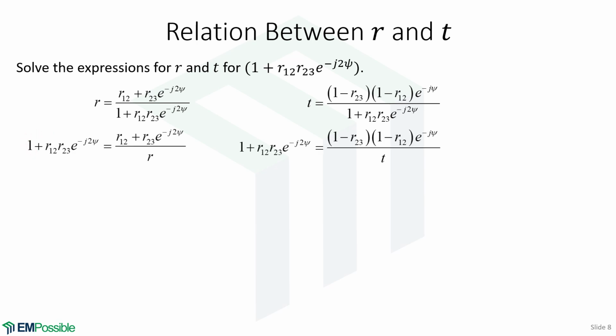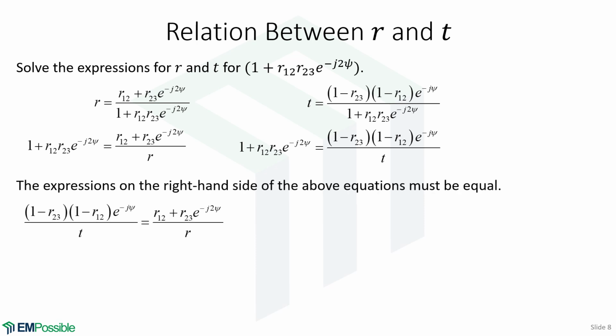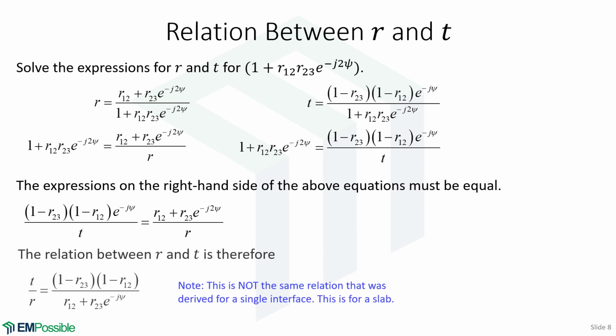Since this expression equals that denominator and the expression over here equals that denominator, it makes sense we would set the expression on the right over here equal to the expression on the right over on the left. Anyway, we'll set these two equal, and we almost have our relation for R and T. I like to bring R and T over to one side and everything else over to the other. And so that will be our final expression for how T and R are related for a slab. And it's important to remember this R and T in this relation are not for a single interface, but for a slab.